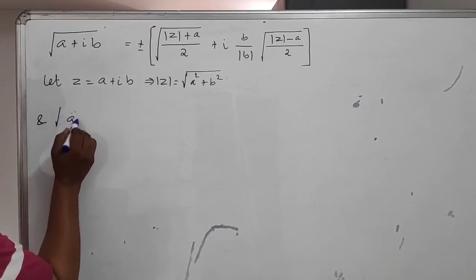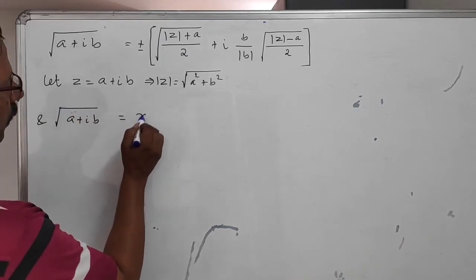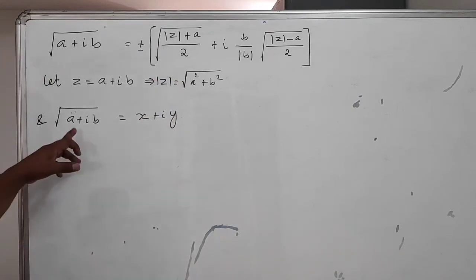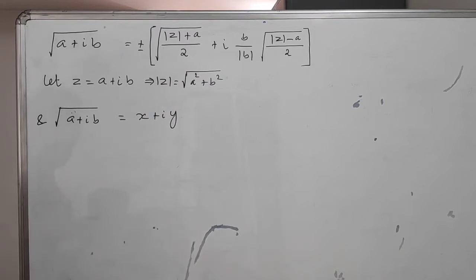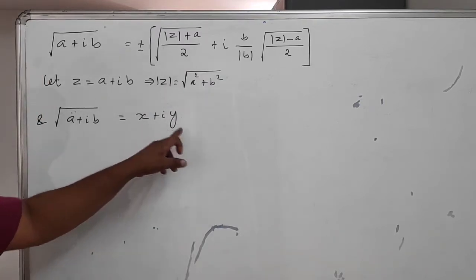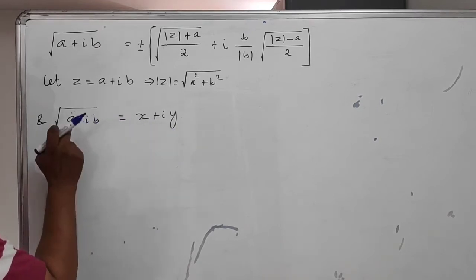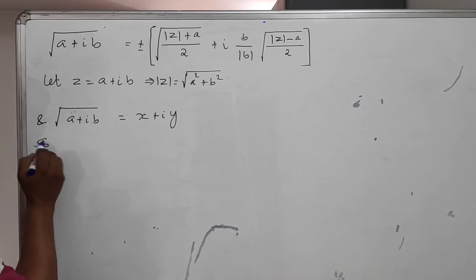Also the square root of a plus ib you can consider as a complex number x plus iy. The square root of a plus ib we are assuming as x plus iy. Now our aim is to find the values of x and y. Therefore, square both sides, because they have a square root. You have to remove the square root by squaring.